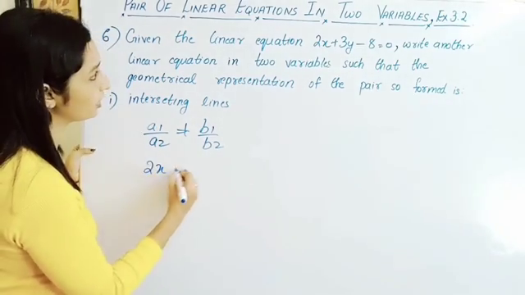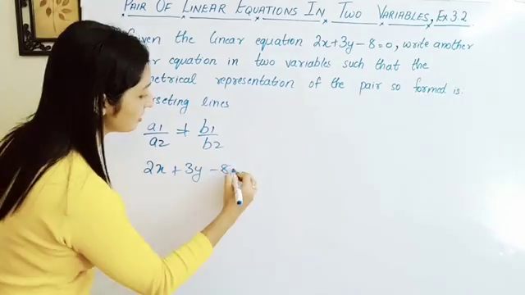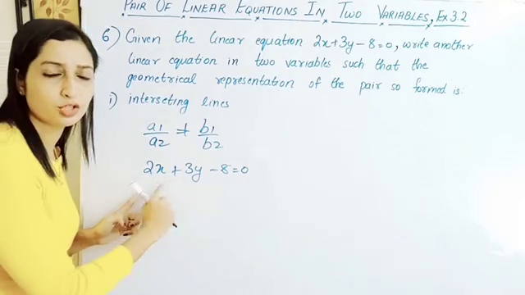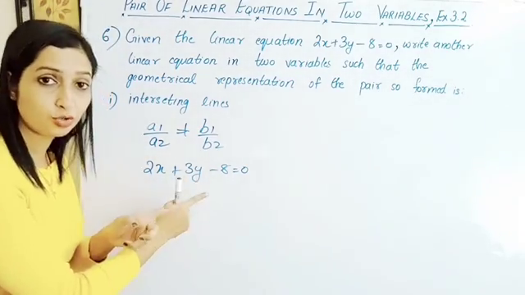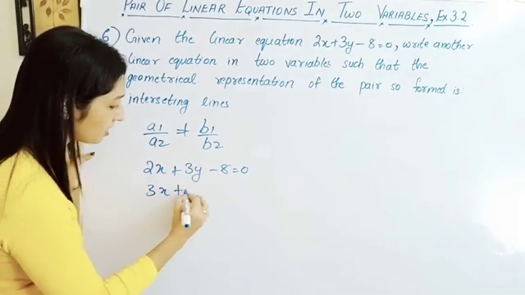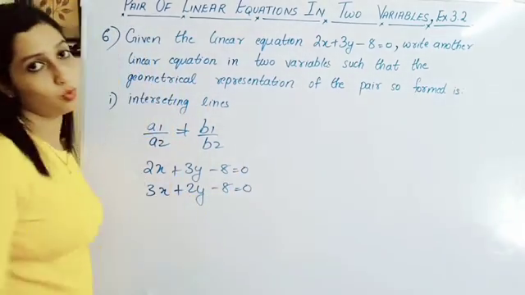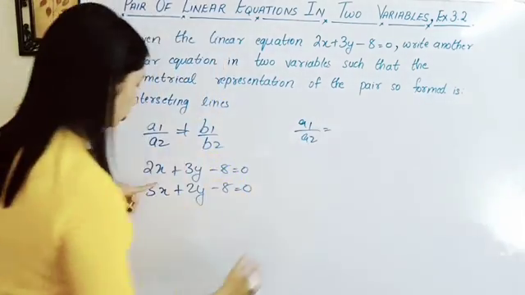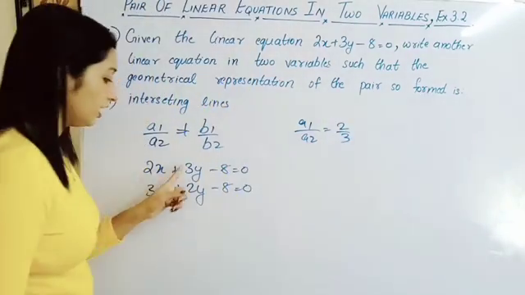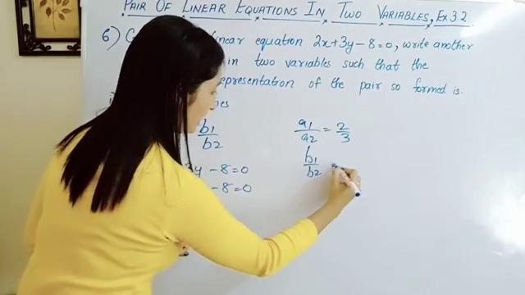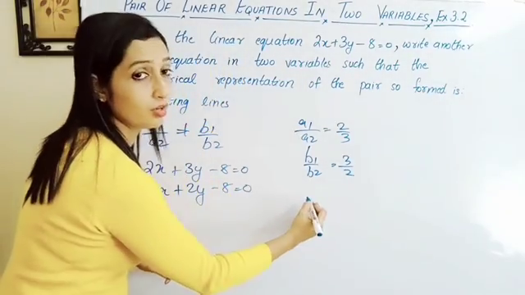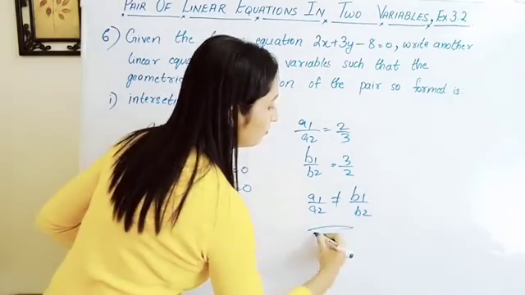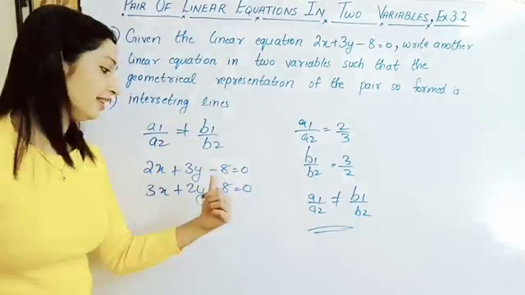So already you're given one equation, which is 2x plus 3y minus 8 equals 0. So how will you find the other equation? You can either change the coefficient of any one of the variables or interchange the coefficients. So here I'm taking 3x plus 2y minus 8 equals 0 as the other equation. Then let us just check that. a1 by a2, what do I get? 2 by 3. Now b1 by b2, I get it as 3 by 2. So here a1 by a2 is not equal to b1 by b2. So our condition is satisfied and this is our answer.